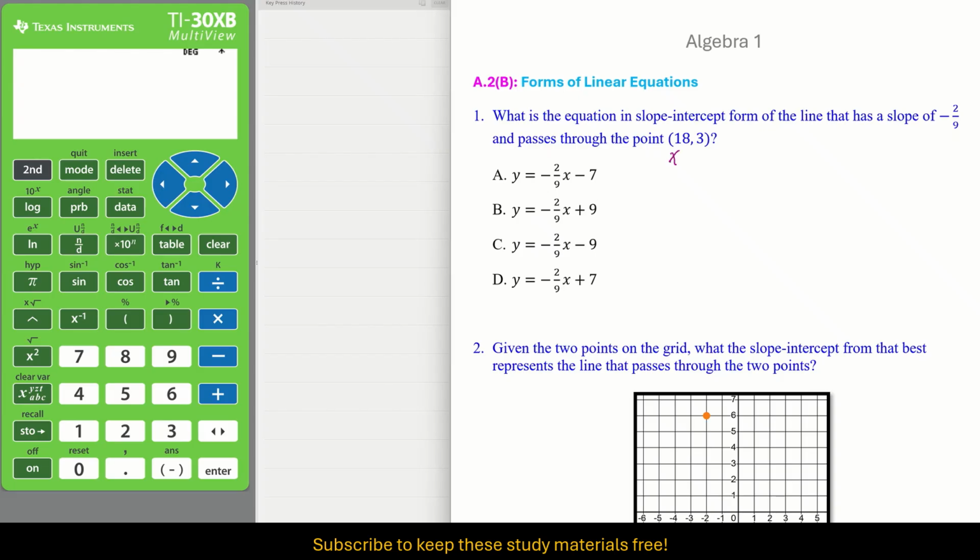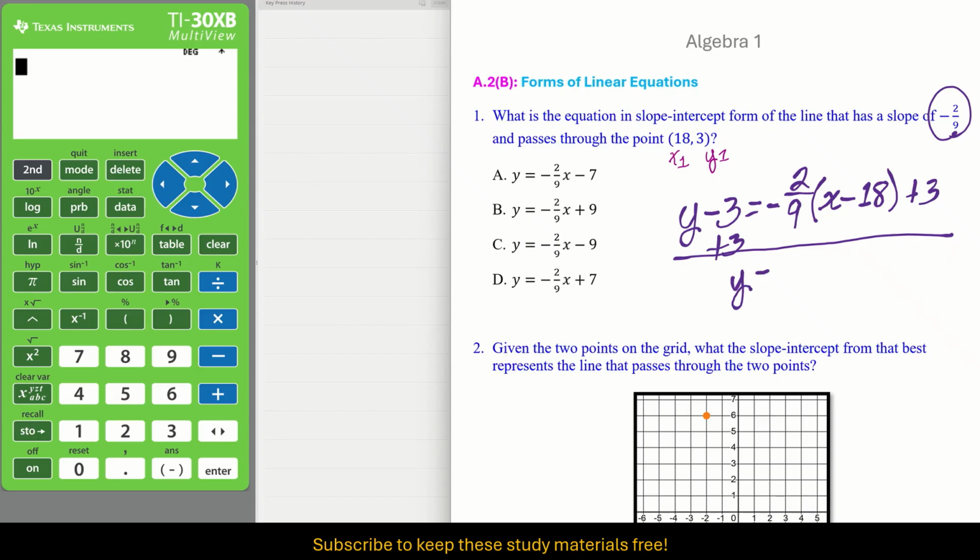So 18 is our x1, and then 3 would be our y1. Okay, so let's put that in our formula. y minus 3 equals, now here's our slope that we use, -2/9, times x minus 18. And then when we solve, we've got 3 over here, plus 3. And we end up with y equals -2/9 x.